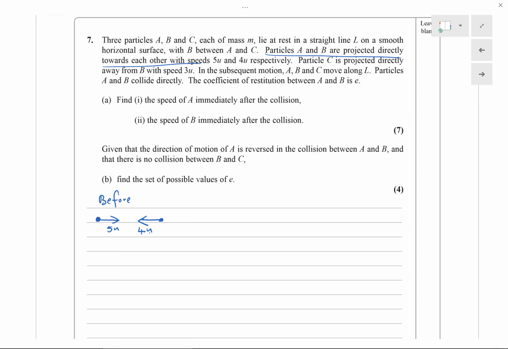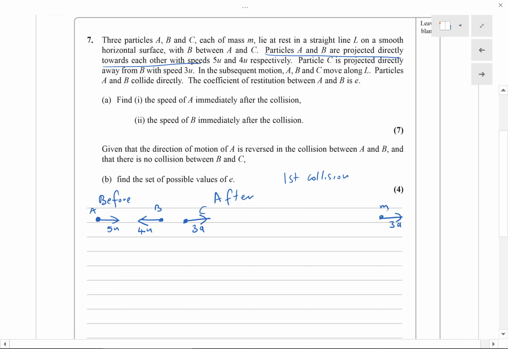Okay, and then afterwards, well, C, of course, isn't involved in this. Particles A and B are projected directly towards each other with speed 5u and 4u respectively. Particle C is projected directly away from this. All right, okay, so that's actually being given a velocity 3u after that. So this is the diagram for the first collision. Obviously, this is A, B, and C. C is not going to be involved with the first collision, so that's still going to be puddling along there, 3u.